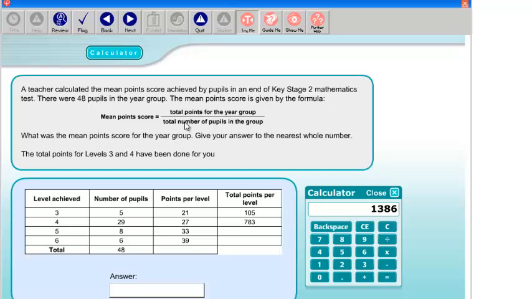So that was the total points for the whole year group, and we need to divide that by the total pupils in the group, which they've told us already is 48. So we're just dividing this number by 48 to get 28.875. But that's not the final answer. We're not going to type that because the final instruction they gave us was to give our answer to the nearest whole number. So we need to type 29.